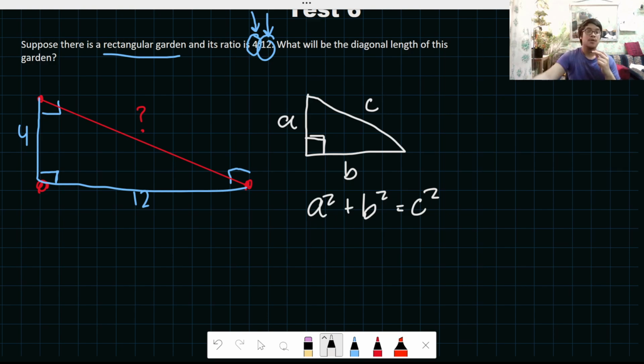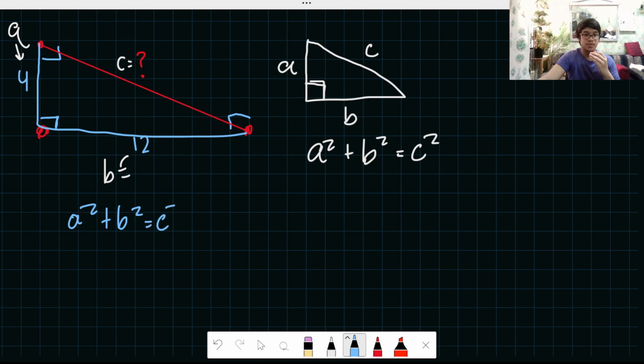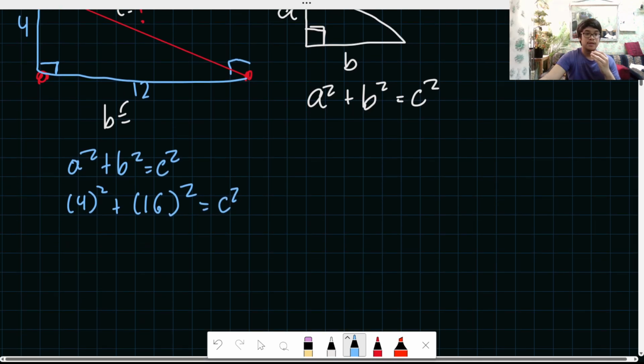So with that, we can say that our A is 4, our B is 12, and C would be the hypotenuse. In this case, that would be the diagonal line. All right, so we will apply the Pythagorean theorem here. A squared plus B squared is equal to C squared. So our A is 4, so we will square 4 here plus 12 squared is equal to C squared. All right.